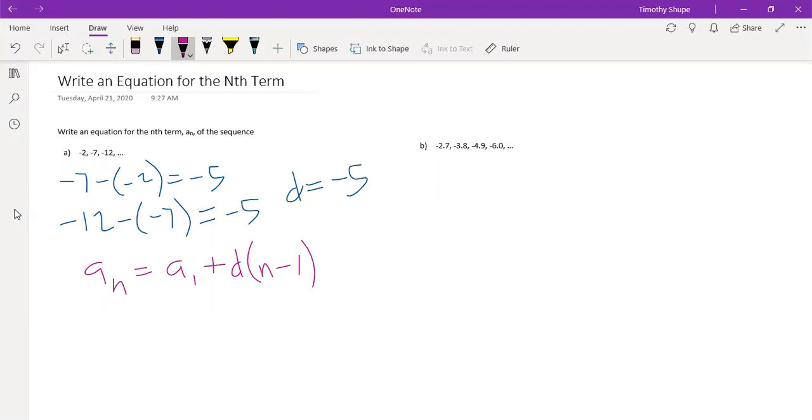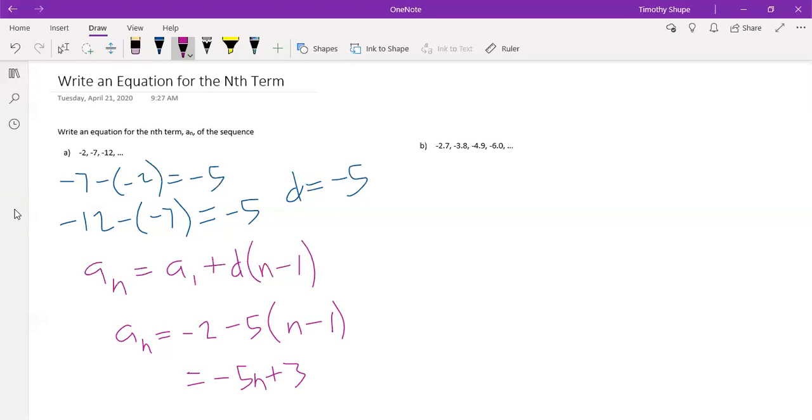Well, the two things that we need for this are the first term, which we have, it's -2, and the common difference, which we just found, which is -5. So I could say that the nth term, or the general term of this sequence, is -2 plus a -5, I'm just going to put -5 here, times n minus 1. And I could leave it like that, and that would represent my general term. I could also distribute this out and combine like terms. And if I do that, I end up getting a -5n plus 3.